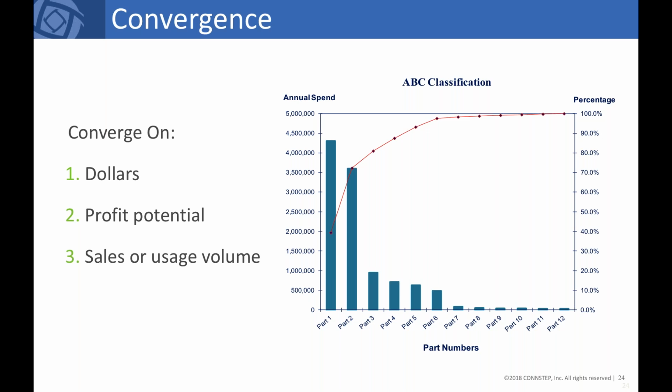This exercise can be done either on volume, which is number 3, or dollars, number 1, or even on profit potential, number 2. So it can be done three different ways.